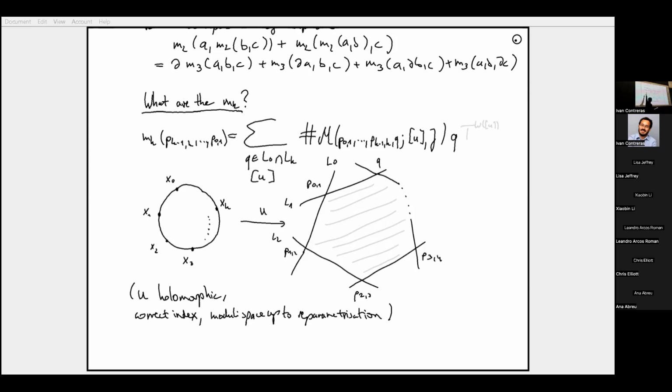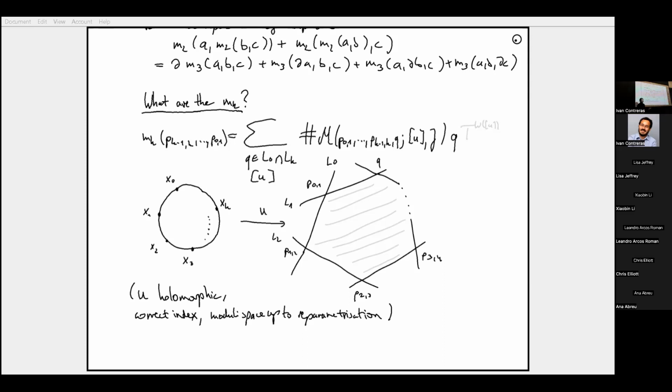And so for MK, this map will go from the disk with K+1 marked points. The edges between the points go into the Lagrangians, and the marked points go into the intersection points that we're trying to relate. So the K-fold product of intersection points, so if P01 is an intersection point of L0 and L1, and so forth, is then given by a count of such polygons, where the final corner is some additional intersection point Q. So that's what we're summing over.